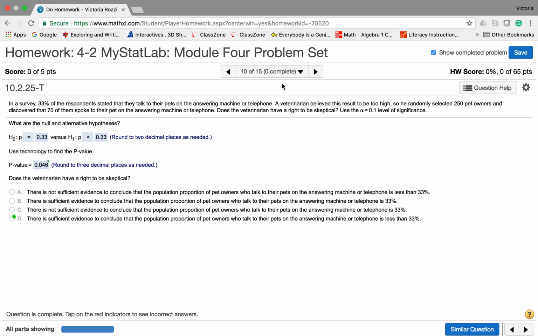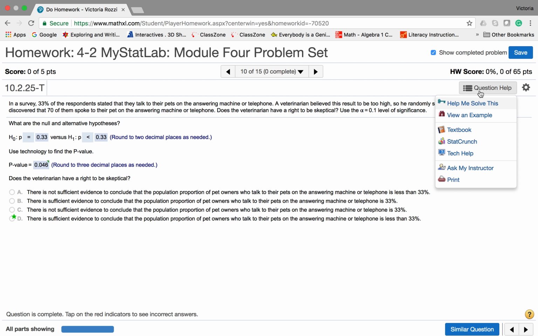So here the veterinarian believes this is too high. So he thinks that it's actually less than that. These two numbers will always be the same. It's the symbols that will change. The first one will be an equal to, and the second one will either be less than, greater than, or not equal to. And in this case, again, because the veterinarian believes it's too high, he thinks it's less than 0.33. Okay, now to find the p-value using your technology, we're going to go to StatCrunch.